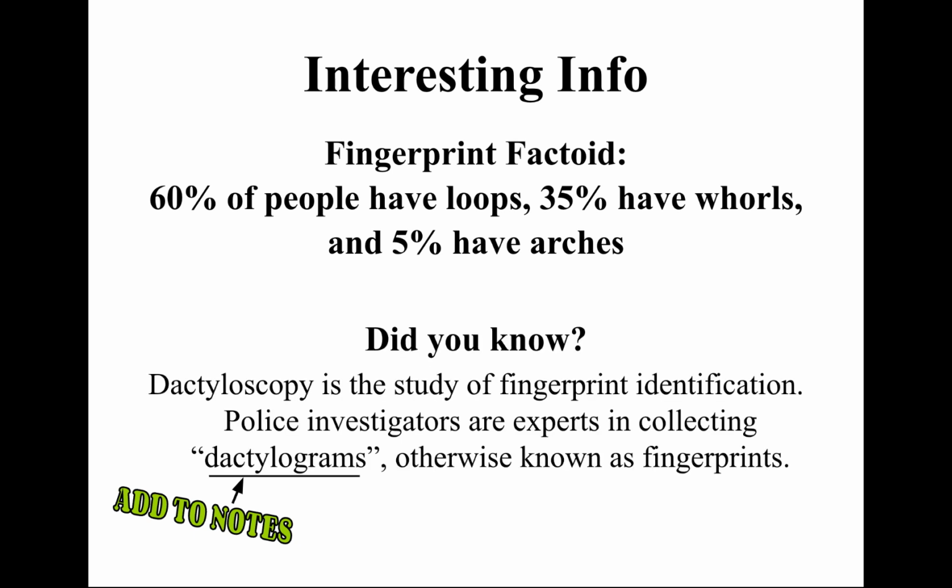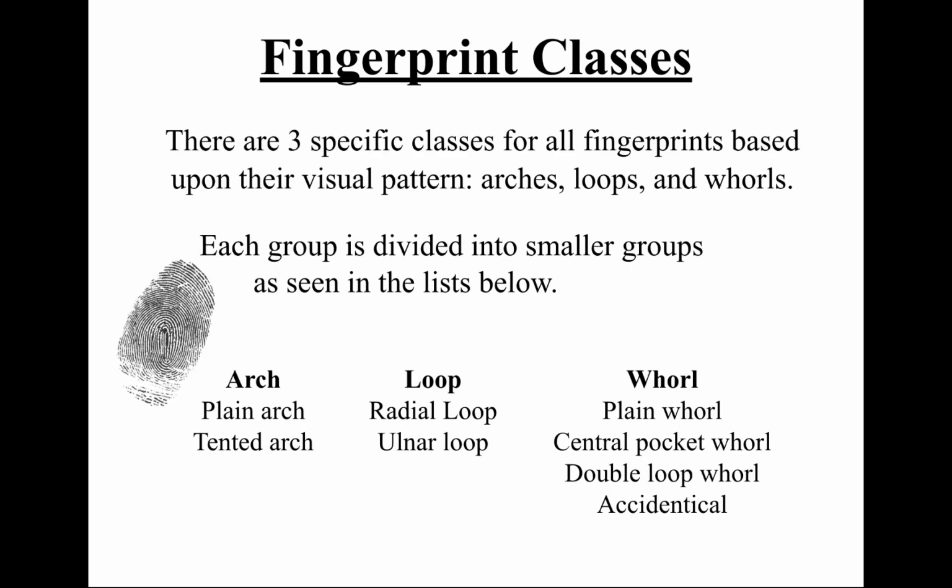And did you know that the study of fingerprint identification is known as dactyloscopy? And when police investigators are collecting fingerprints, those are known as dactylograms, fingerprints, but a more scientific word. All right, let's look at the different classes of fingerprint patterns. Arches will have two subgroups below it, and we're going to get into that in a second. Second grouping is loops, and you have two subgroups of loops. And then finally, whorls, and you have four different types of whorls.